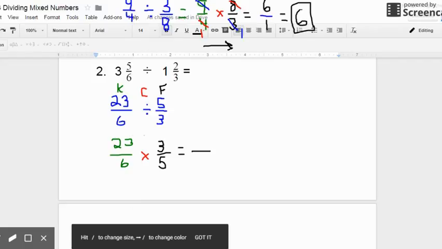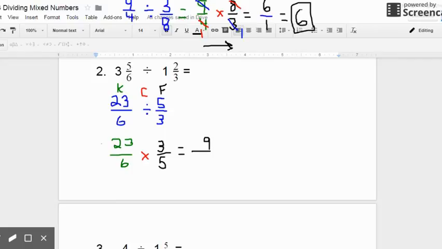So multiplying the top, 3 times 3 is 9. So 1's digit of 9. 3 times 2 is 6. Remember, you got to multiply that 3 by both digits. And you multiply across the bottom, 6 times 5 is 30.